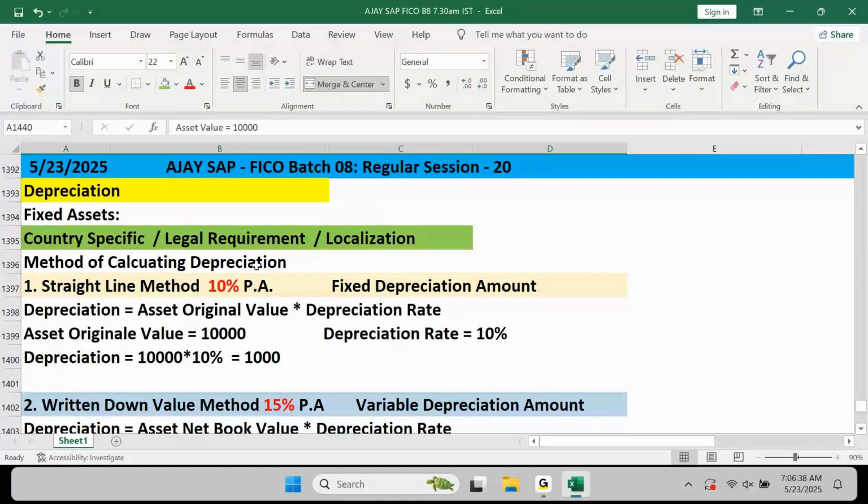The reason is you cannot do anything manually here. You cannot control it. You have no control over asset accounting. You need to understand the system behavior and accordingly set up the system.